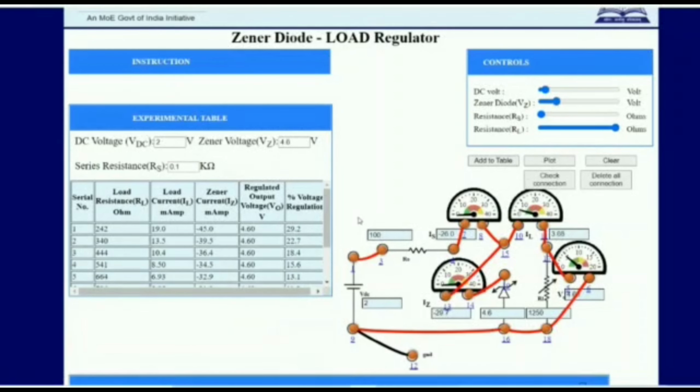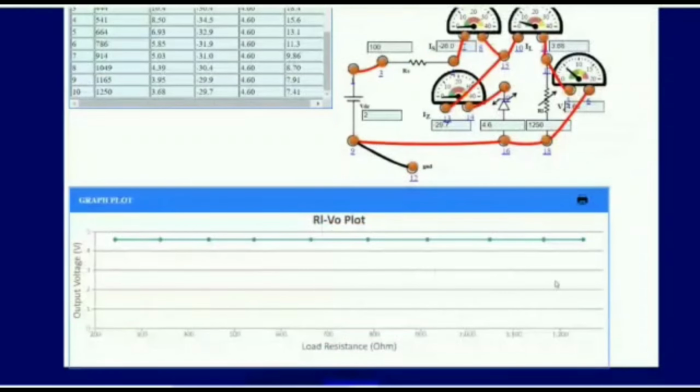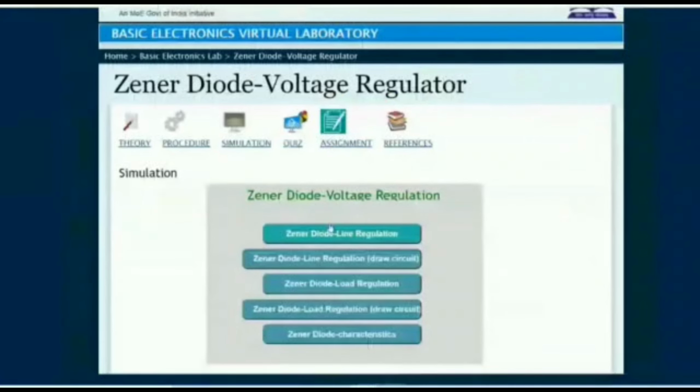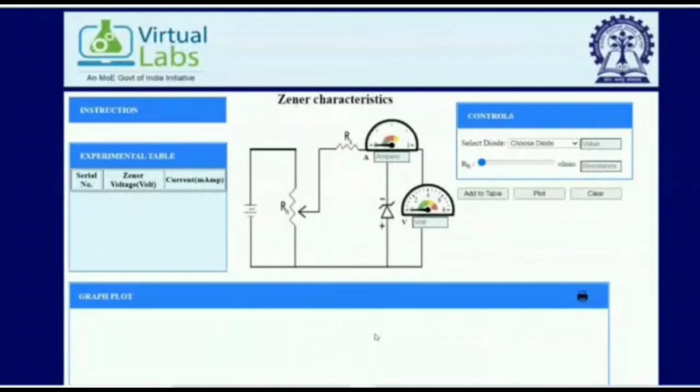Now I will click on plot to get the graph for this. So this is the graph for this. You can see a linear line. Now I will do for the zener characteristic.